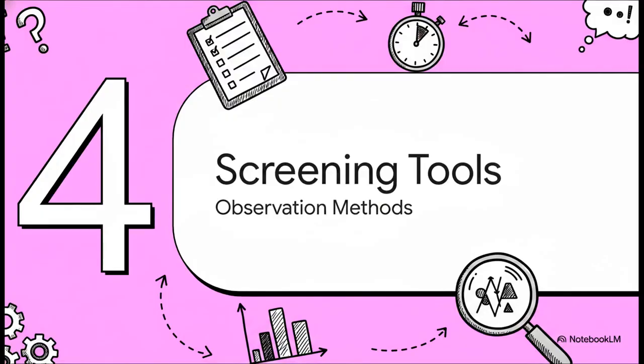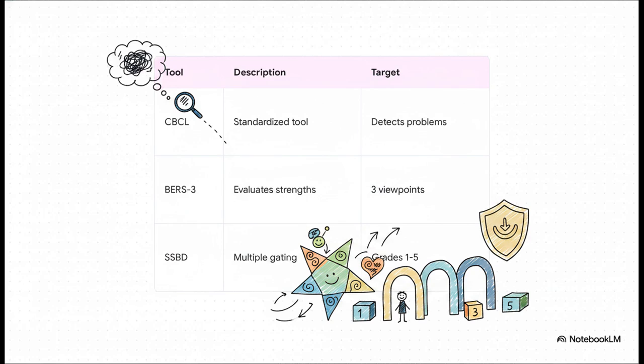All right, Section 4, Screening and Observation Tools. With those ironclad rules locked in, how do we actually gather accurate, objective data on a student's needs? We essentially have three primary screening tools in our toolkit here. The Child Behavior Checklist, or CBCL, is your standard go-to tool for detecting emotional and behavioral problems.